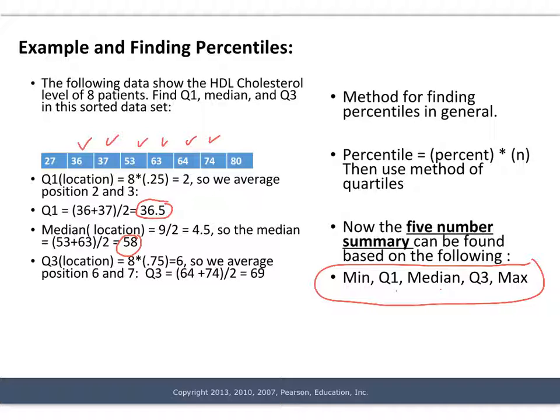Well, this concludes section 12.3, which is on the center measures of our data distribution. And in our next chapter, we will be discussing the spread of a data distribution.